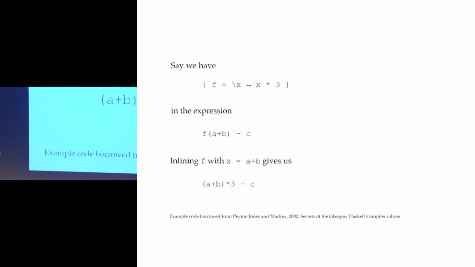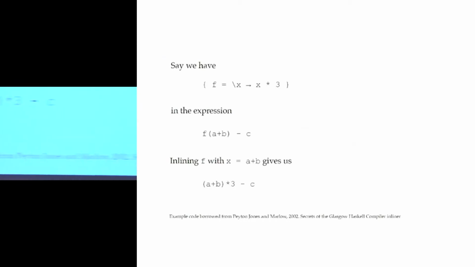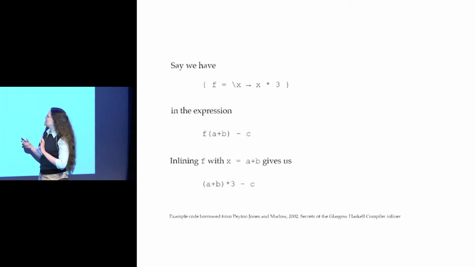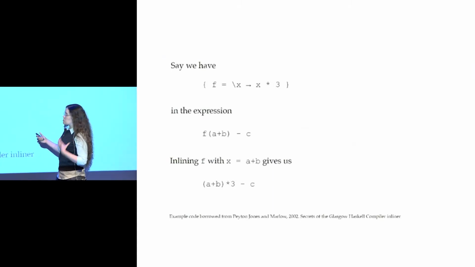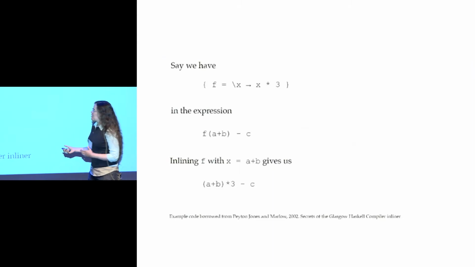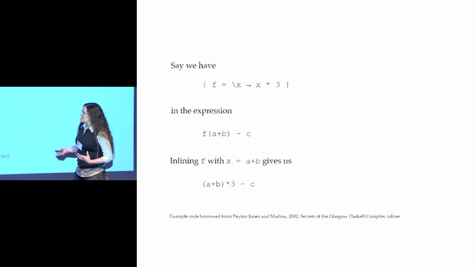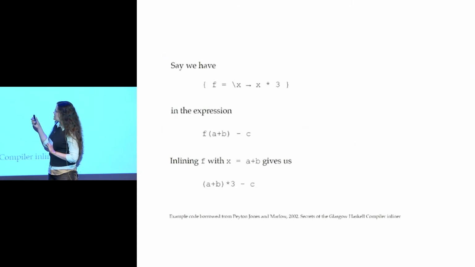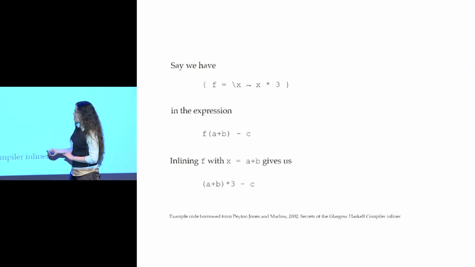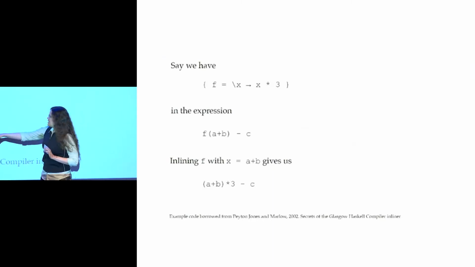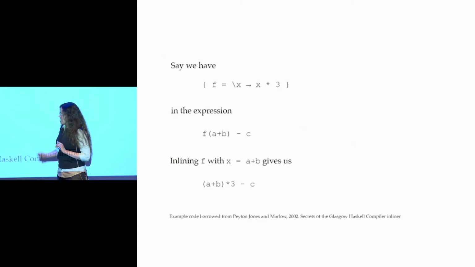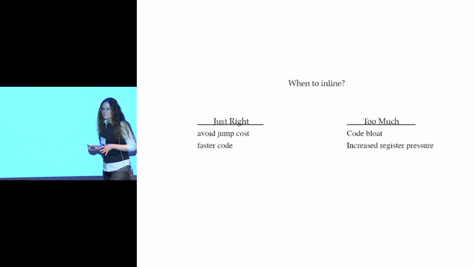So let's take a really classic example. It's compile time. We're in GHC. We have a function named f, which takes in a variable x and returns x times 3. And let's say that we also have an expression that makes a call to f, and it passes in as x, a plus b, and then subtracts c. So if we want to inline this function f in the expression with x is a plus b, then we simply rewrite f, substituting x with what's passed in, and we get a plus b times 3 minus c. So conceptually, it's very easy to understand what inlining is.